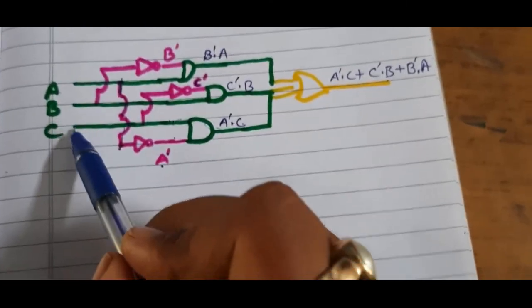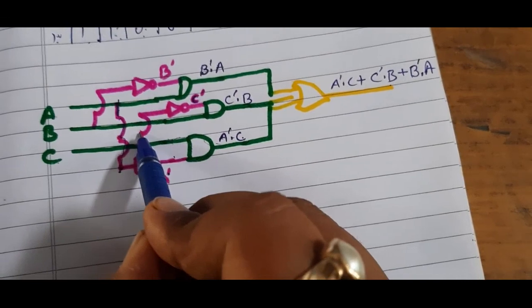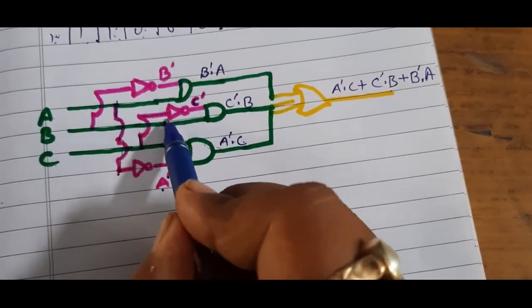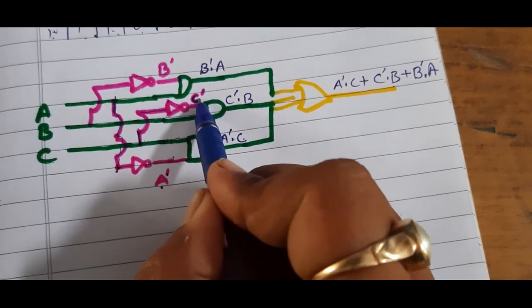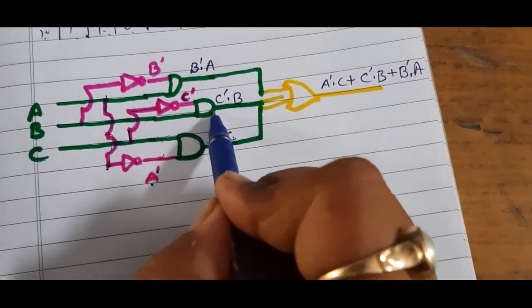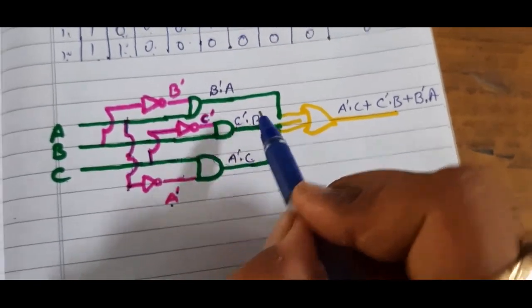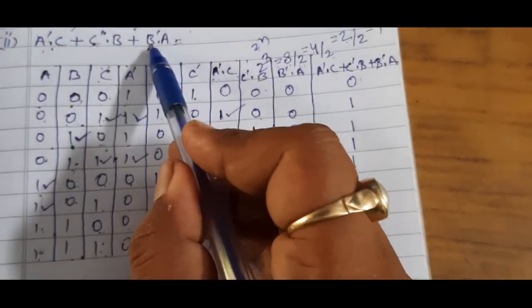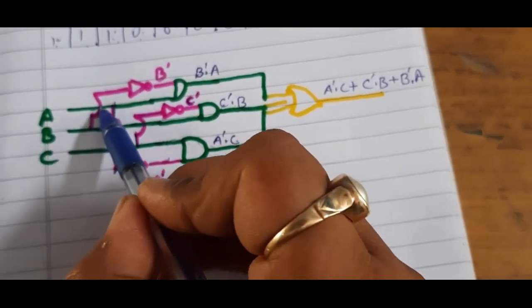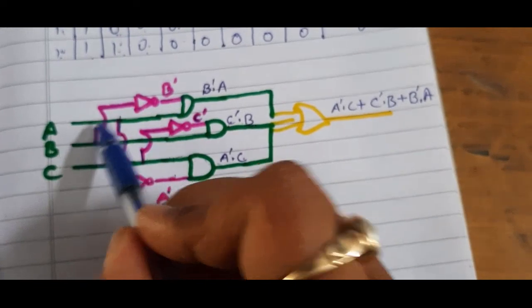Same, the second is NOT C and B. So let's see NOT C. We have to take one NOT C connection from here. When this connection passes through the NOT gate, we will get NOT C. And when these two, NOT C and B, pass through the AND gate, we will get the complement of C and B, meaning NOT C and B. After that, let's see the last, NOT B and A. So let's check. In our circuit we will take one here for NOT B, and we get NOT B here, so NOT B and A.